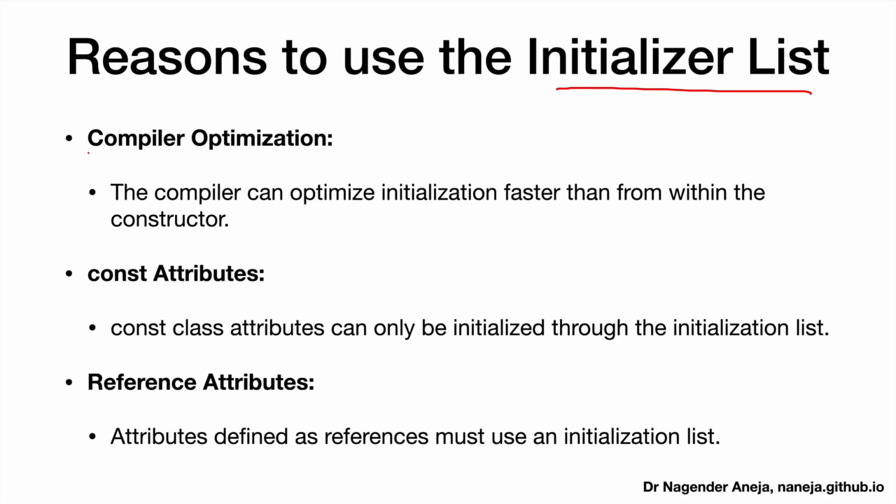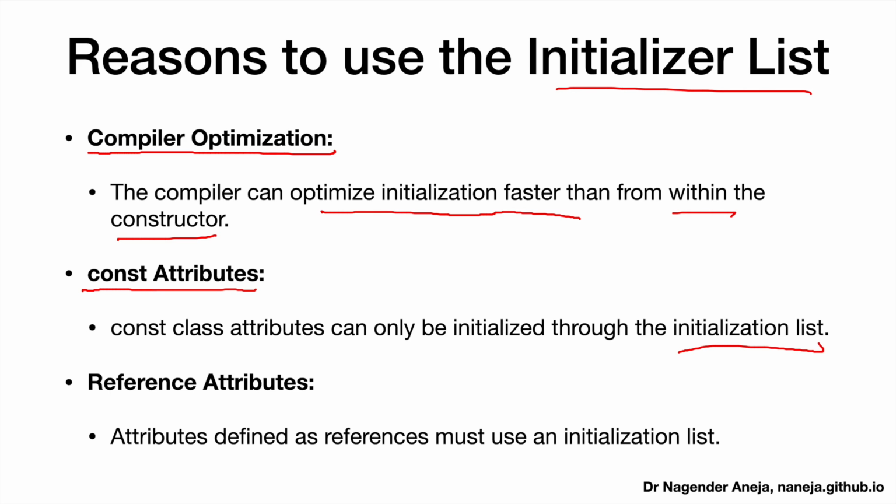So that's another reason to use the initializer list. First, compiler optimization. The compiler can optimize initialization faster than from within the constructor. So the compiler can immediately initialize rather than assigning the values, which will take time. So the object is created with those values. So that's much faster. Second reason is constant attribute. So if you have a variable which is constant, then you have to use the initialization list. This can only be initialized during that.